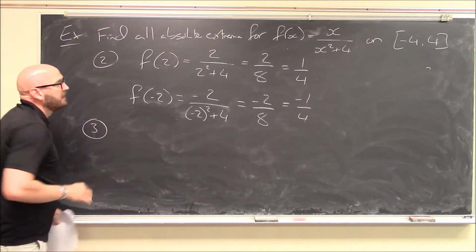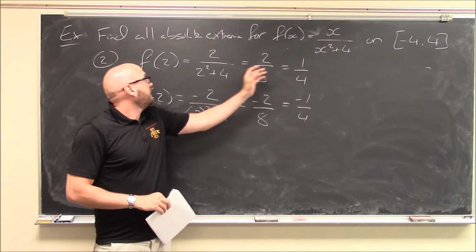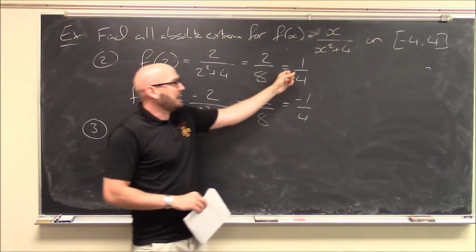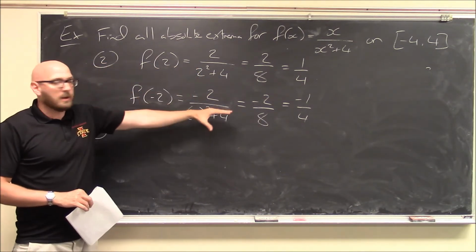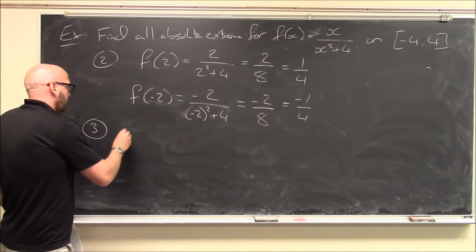Step 3, don't forget about the endpoints. Right? These are, if these critical numbers correspond to relative extrema, these are the values of those relative extrema. But the absolute max or min might not occur at a relative extreme. It might occur at the endpoints. So we'll plug in the endpoints and check those quickly as well.